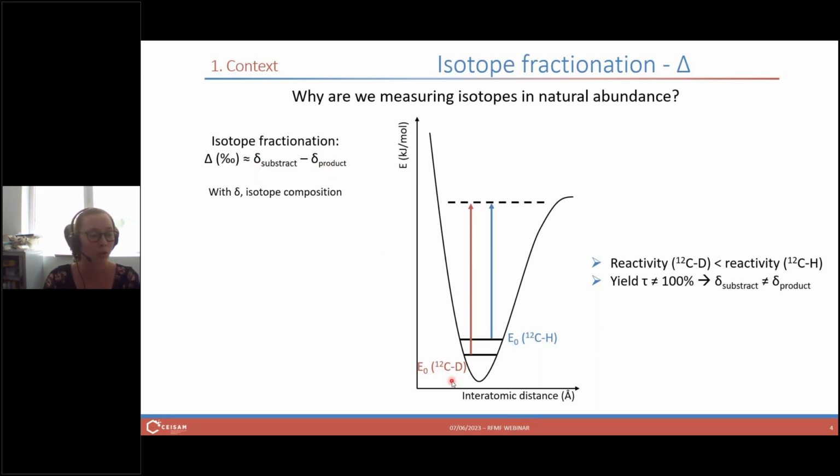So for example, if we compare two chemical bonds, the bond between carbon-12 and a deuterium will be more stable than a bond between a carbon-12 and a hydrogen. So the reactivity of a carbon-12 and a deuterium bond will be lower than the reactivity of a bond between a carbon-12 and a hydrogen. So if the yield of a reaction is lower than 100%, it will provoke isotope fractionation, and the isotope composition of the product will be different from the isotope composition of the substrate.